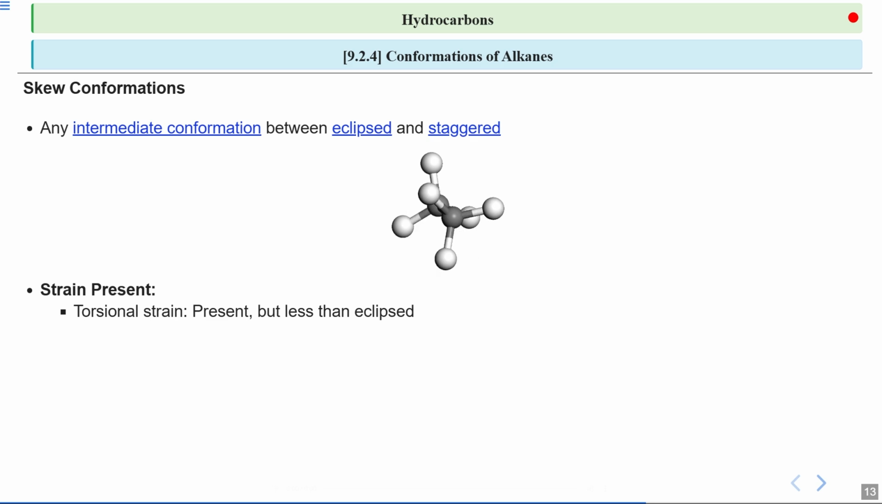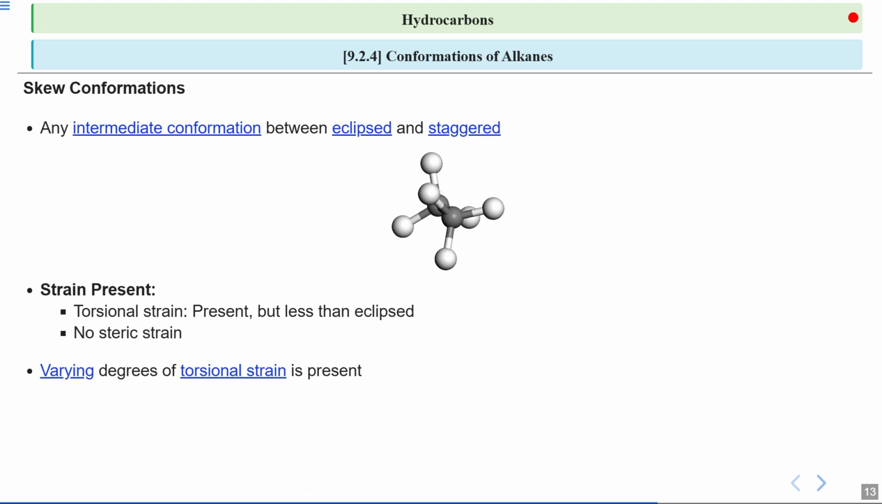So torsional strain is present in the case of skew conformation, but it is less than what we see in eclipsed conformation. This strain comes from the resistance to twist around the bond. Of course, since we are taking the case of ethane, and we have only hydrogen atoms to compare the steric strain, it will not show any steric strain due to the negligible size of the hydrogen atom.